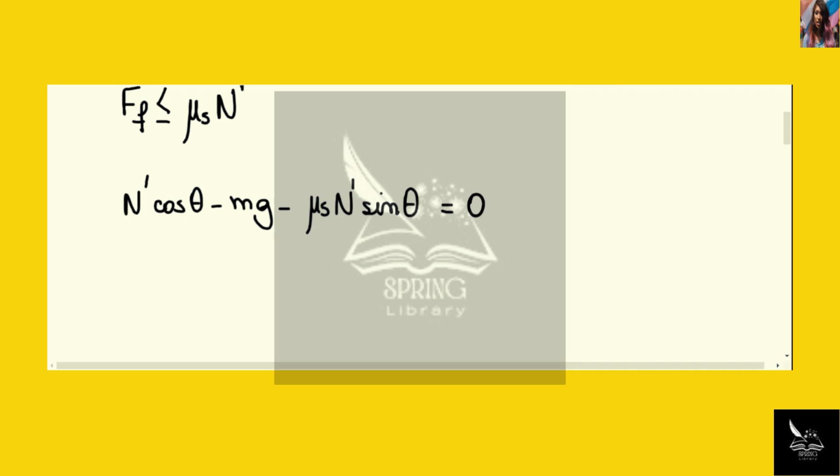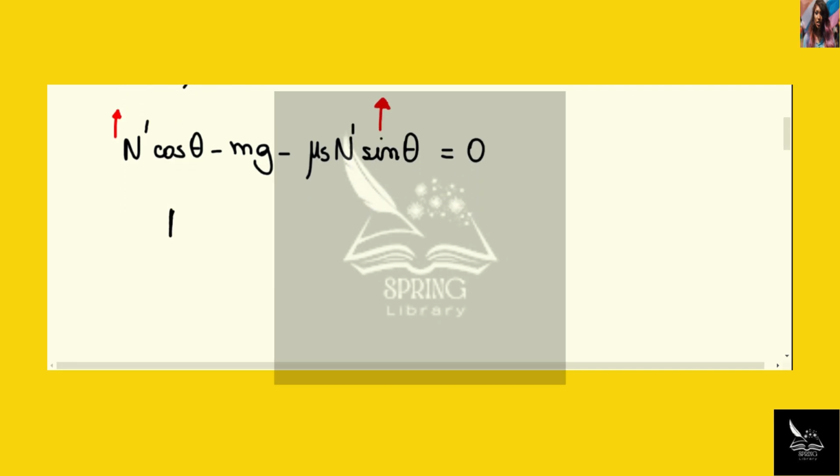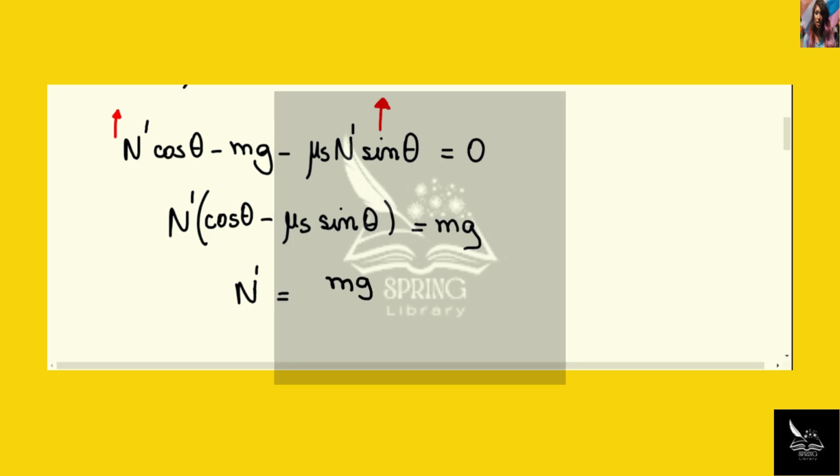Notice that this is the maximum value of the frictional force, so the value of n prime is also maximum here. So we have n prime times the cosine of theta minus mu s times the sine of theta is equal to mg, meaning that n prime, the maximum value of n prime, is mg divided by cosine of theta minus mu s times sine of theta.